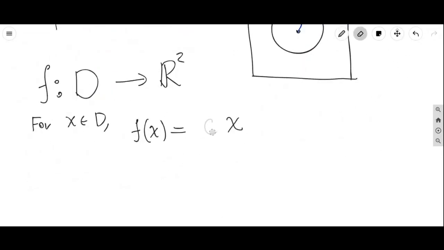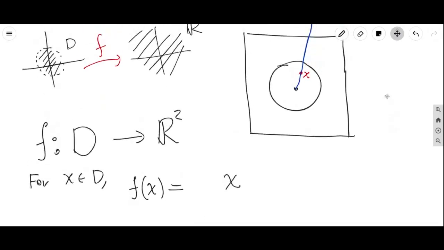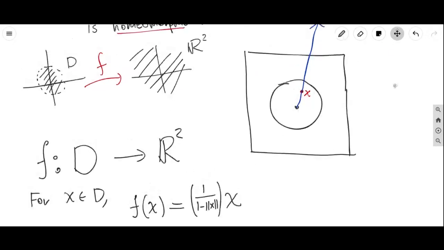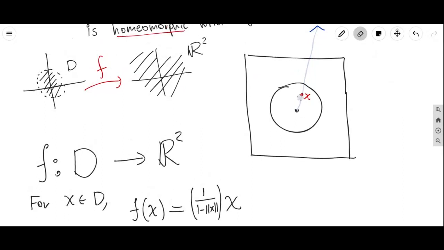So the way you would do this is you're going to rescale it in the following way. The rescaling constant is going to be 1 divided by 1 minus the norm of x. Let's say we're using the Euclidean norm, the sum of squares distance. This is the way you do it, because notice what happens. The closer x gets to the boundary, the norm of x, the Euclidean distance, becomes 1, right? And then you have 1 minus 1, that becomes 0. So the denominator becomes 0, and so it blows up.